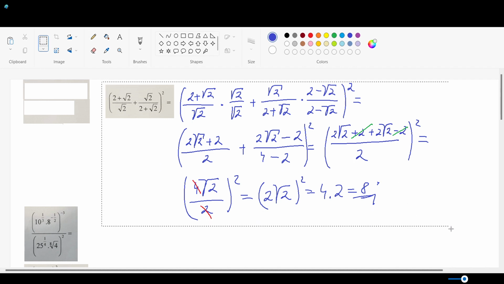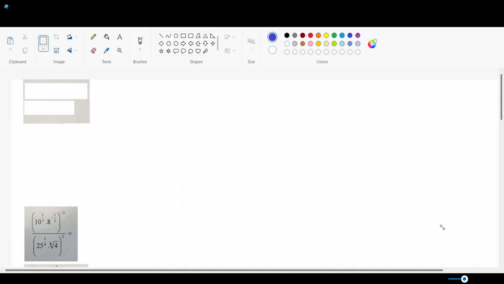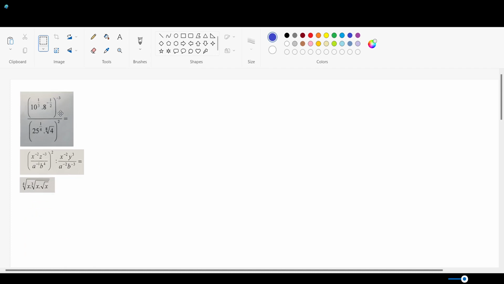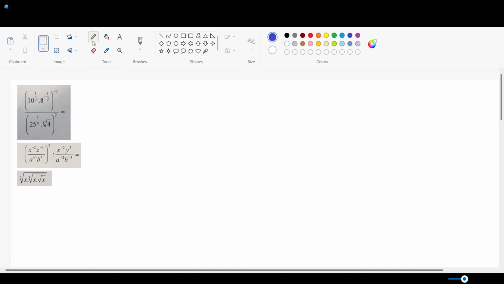And just realize that nothing special is happening here. We are just using the formula a minus b times a plus b equals a squared minus b squared. This is it, nothing special. And just using a couple of rules for calculating the indices and radicals. So let's go to this one.